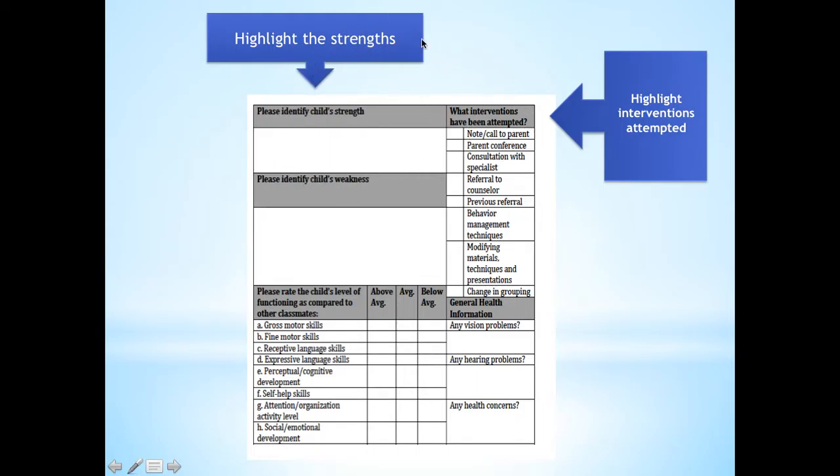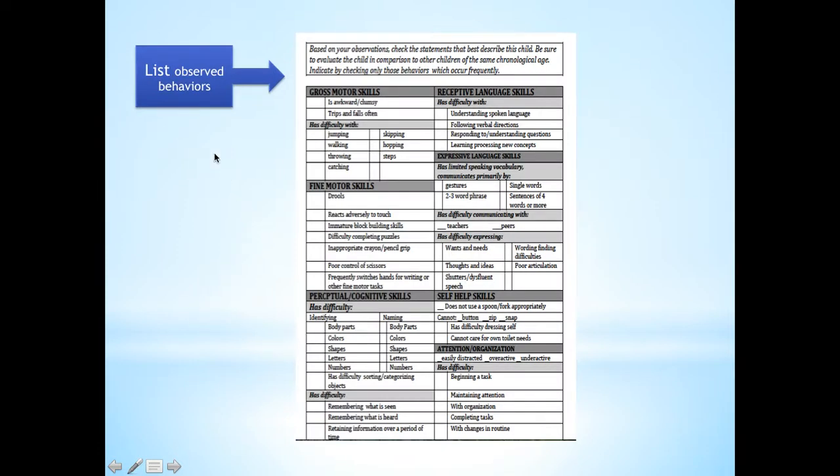Because here for preschool, we're looking at what are the child's strengths, what are their weaknesses, what things have you done to address or focus on with strategies or interventions, and then rate the child's level of functioning compared to other students in the classroom. Is it above average, average, or below average? Do you know if there are any hearing problems, any vision problems, any other health concerns, maybe listening, speech, and language? And then these are the behaviors that you really want to go into more detail: those gross motor, those fine motor, those cognitive skills, and if there's any difficulty in any of these self-help things. That's why I said kindergarten, you'll need to determine which one works best for you.